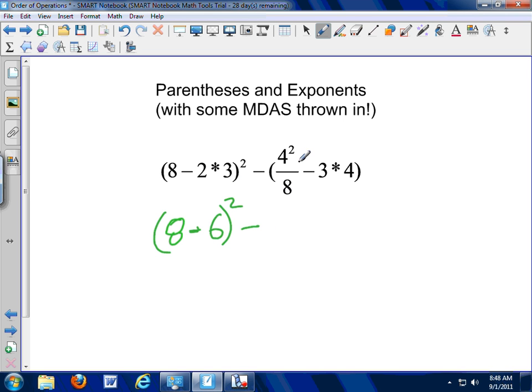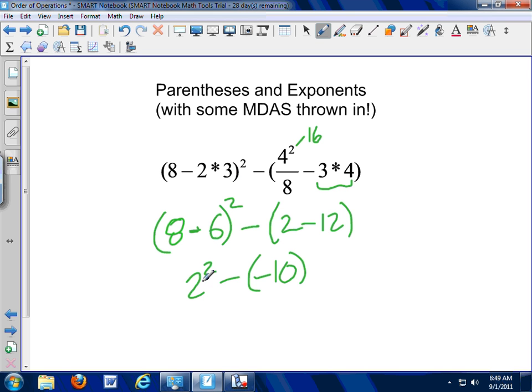And I'm going to see what I can do in this next set of parentheses, if there's anything going on here. I've got an exponent there, so that's 4 squared, and I'm just going to cheat a little and write 4 squared is 16. And I've got division right here. 16 divided by 8 is 2. So all of this sugars down to 2, minus, and then I've got this multiplication problem here, which is 12. Okay? So, still got parentheses to deal with. So let's go with it. 8 minus 6 is 2. So I've got 2 squared minus, over here, 2 minus 12, which is negative 10.